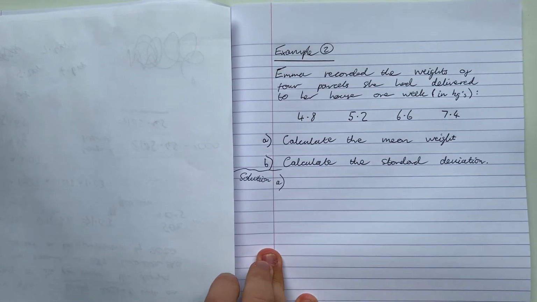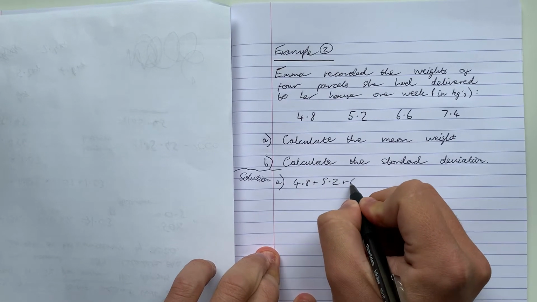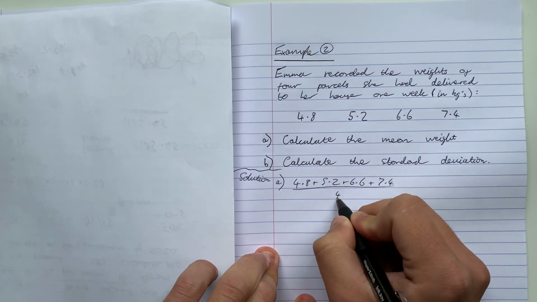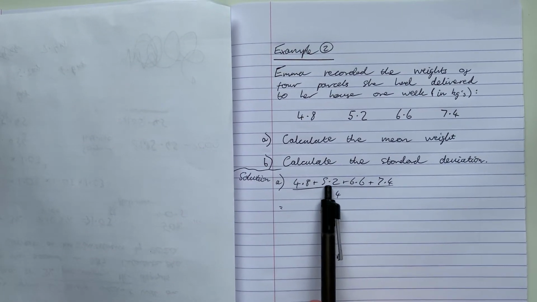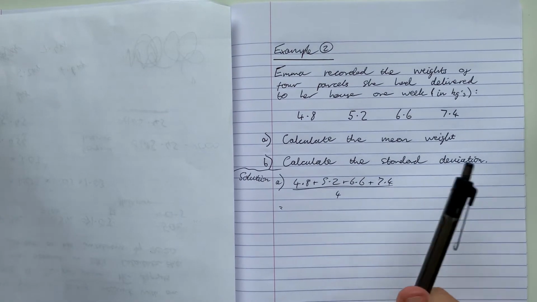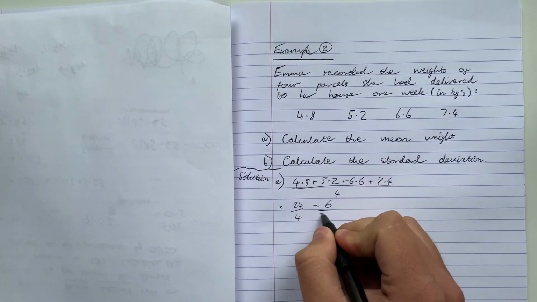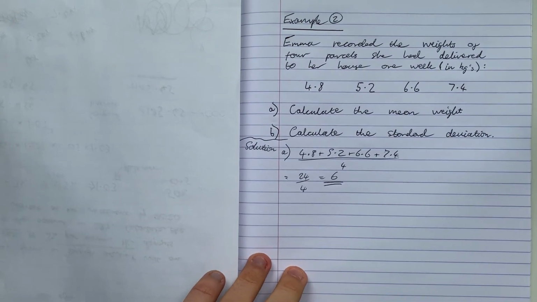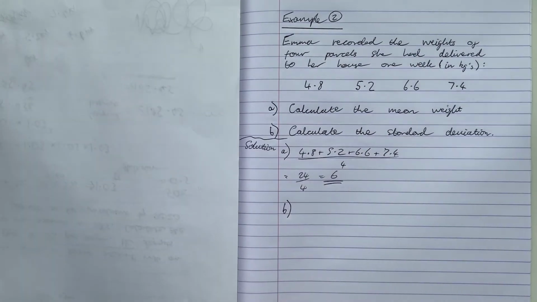Okay, part A, the mean. We're going to add them all up and divide by how many we've got. So 4.8 plus 5.2 plus 6.6 plus 7.4, all divided by 4. If you add those up, what does that come to? 4.8 and 5.2 is an even 10. 6.6 and 7.4 is an even 14. So that's 24 over 4, which will give you a mean of 6. So the average weight of the 4 parcels is 6 kilograms. Okay, let's do part B. Let's get the standard deviation.